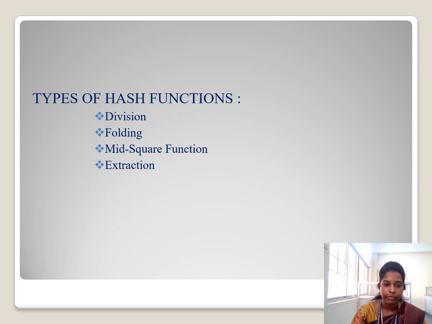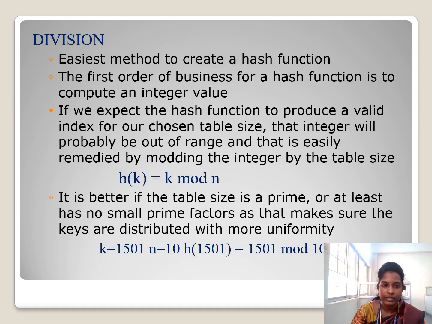Okay, so next there are types of hash functions. There are various types of hash functions: division method, folding method (also called the padding method), mid square method, extraction method, radix method, like that we have many methods. In that, first of all we are going to see what the division method is.